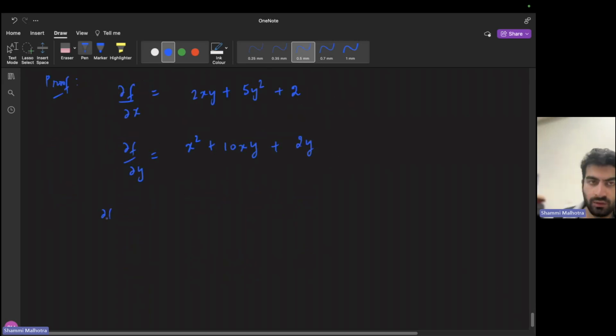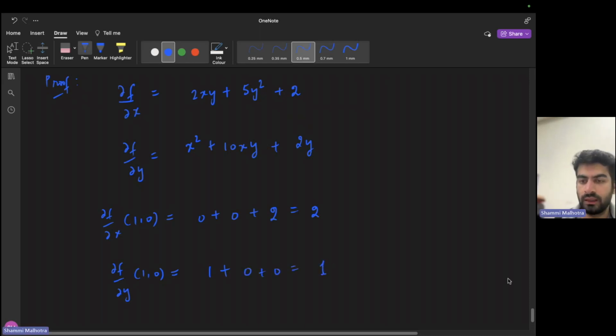So del f by del x at 1 comma 0 will be, the first term will be 0, the second term will also be 0, and this will be just left with 2. So this is my 2. And if I consider the partial derivative with respect to y at 1 comma 0, this will be 1, again 0, and another 0. This will be value just equal to 1. So that's how you can calculate the partial derivatives.